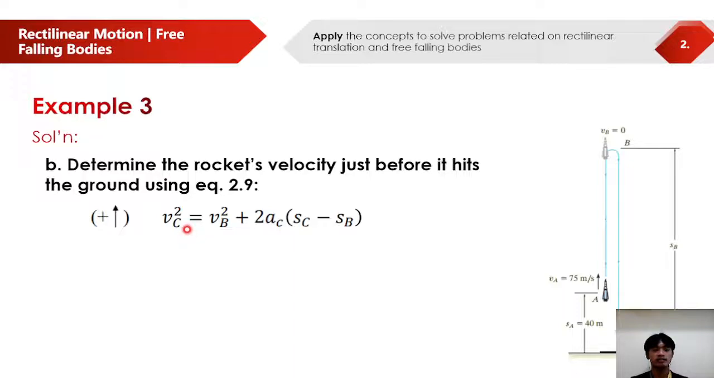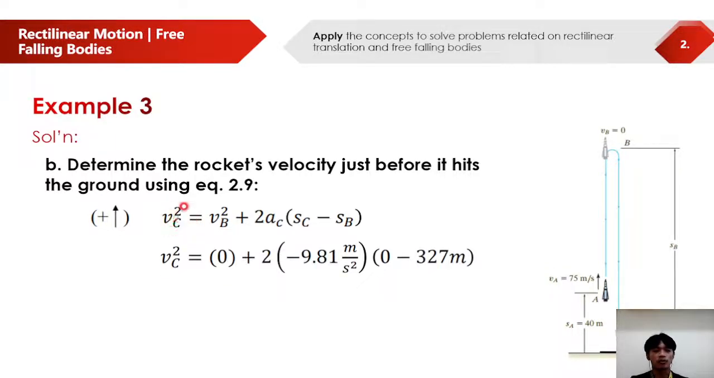So, we have V squared sub C is equal to V squared sub B plus 2 a sub C times S sub C minus S sub B. Now, our final position here is at C, so we denote our parameters at C as the final position. So, what is our velocity at C? That's what we are going to find out. At V squared B, we already know that it is 0. So, that will be 0 plus 2 times the gravity. Again, it is downward movement, so it is negative, times S sub C. Since it is at the origin, it is 0 minus 327 meters, because we already solved its maximum height earlier, and that's the position at point B.